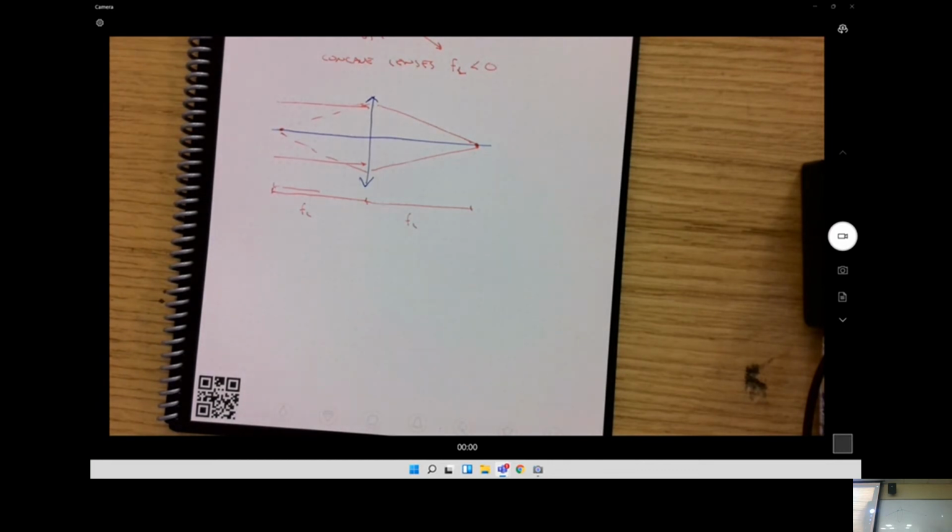Okay, now most of the time light is not going to be parallel to the optical axis. Most of the time light is going to come from random places. And one of the things that we want to do is to calculate or to create images with the lens. So I'm going to do a simple example of how you calculate where the image comes from.